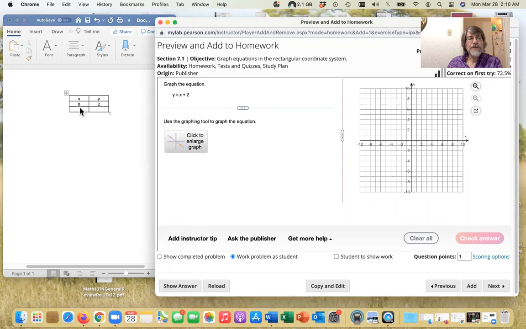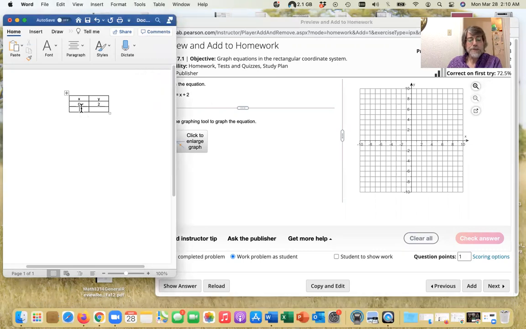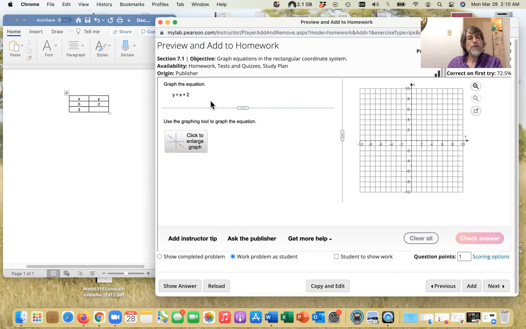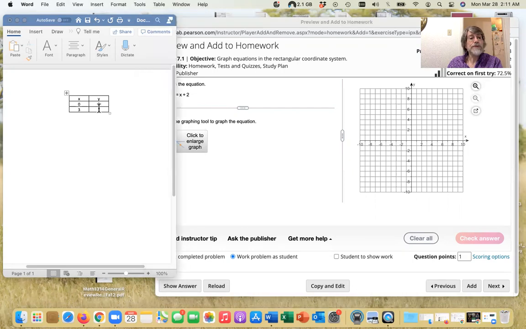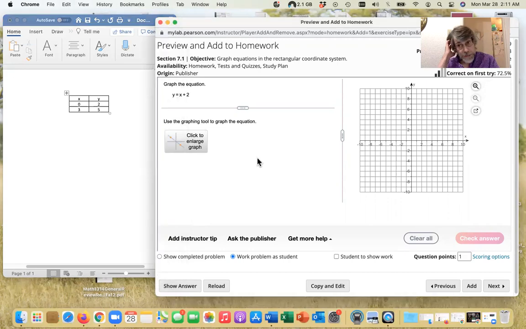And I'm just going to pick another value of x. I think I'll pick maybe 3. I can pick anything I want. So if I substitute 3 for x, then y would be equal to 3 plus 2, and that would be equal to 5. So that's 2 points on that line.